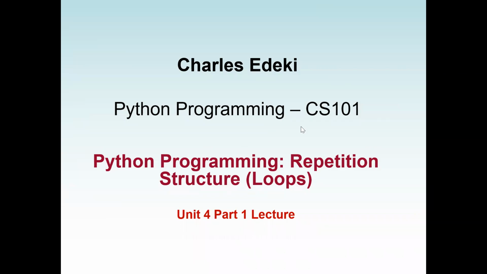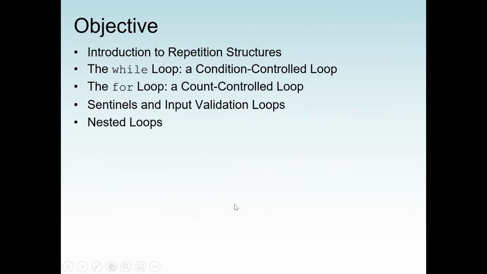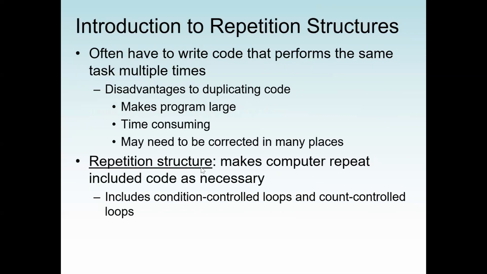This is CS 101. This lecture covers loops, or repetition structures, and chapter 4 of our course textbook, how to use loops in Python programming. Our main objective is to go through the repetition structures and why we use them in programming languages. We're also going to discuss the two types of loops in repetition structures, which are the while loop and the for loop. We're also going to discuss what we mean by Sentinel values, how to validate an input using loops, and how to use nested loops.